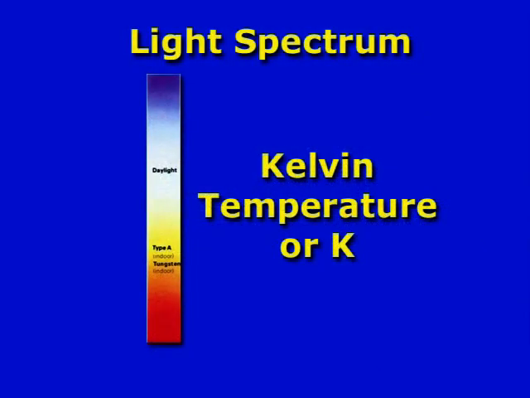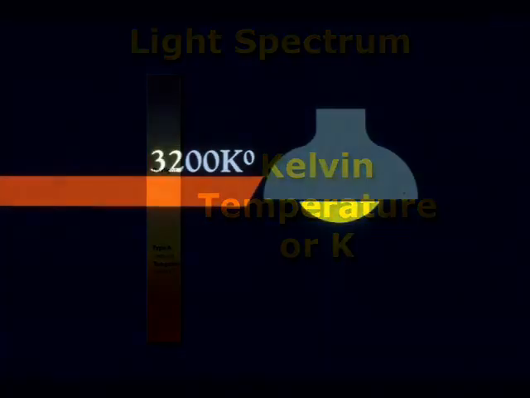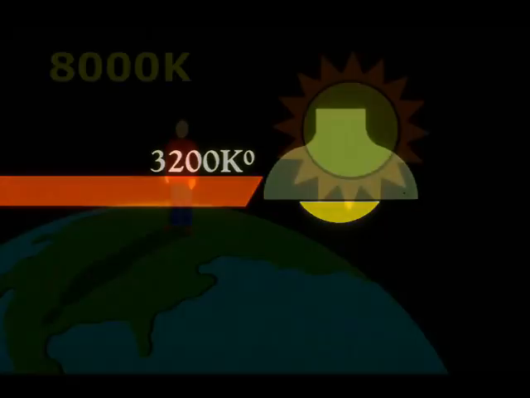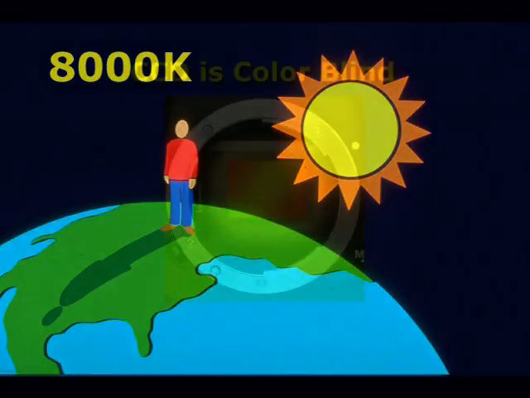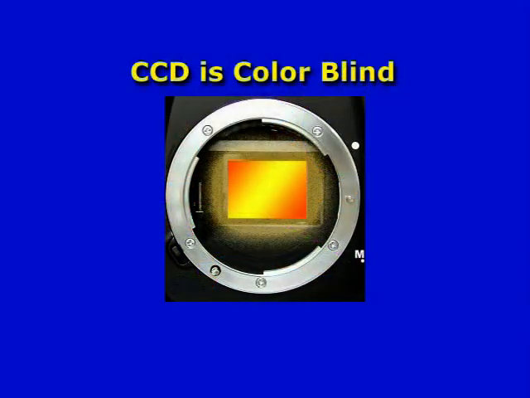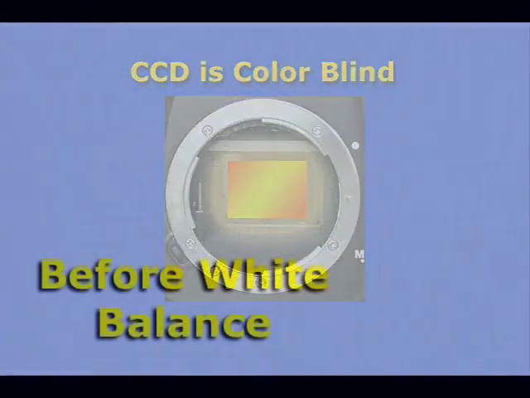In between the warm and cool light is a whole spectrum of light colors that are rated in Kelvin temperature or K settings. Yellow light is about 3200 K, while bright sunlight at high noon is about 8000 K. The sensor in digital cameras can't tell the difference between 3200 K light and 8000 K light.